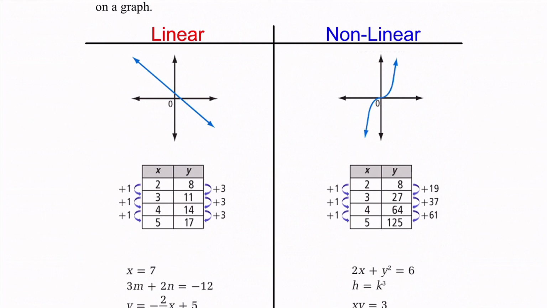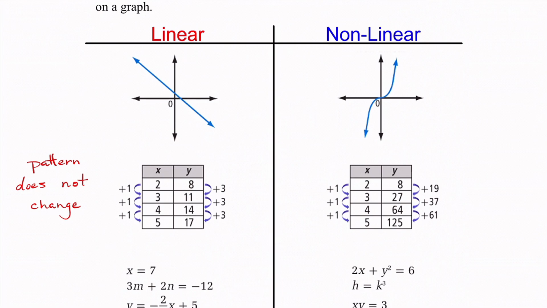In terms of a table, for the linear side, it's going to have consistency or a pattern. So when we went from 2 to 3, it was adding 1, 3 to 4, adding 1, 4 to 5, adding 1. When I look at the y values, it went from 8 to 11, that added 3, 11 to 14, added 3, 14 to 17, it added 3. So there's consistency, the pattern doesn't change. With each one of these, it always increases by the same amount.